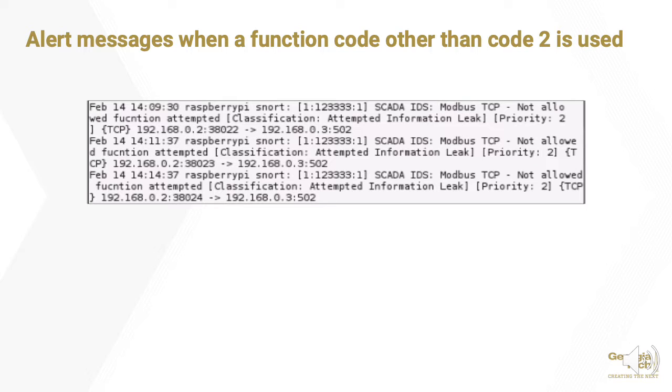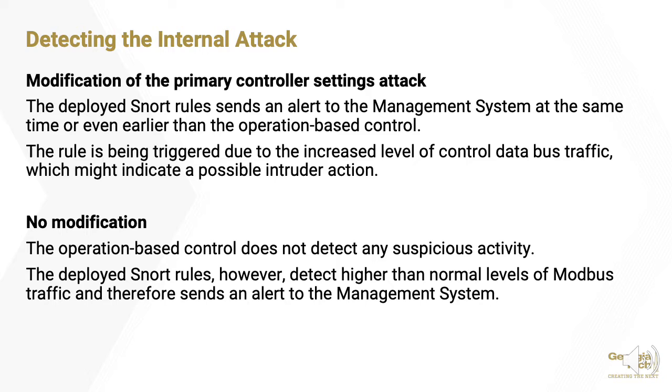This is an example of Snort rule alerts being generated and logged when an unauthorized function code is attempted. The deployed Snort rule detects traffic originating from an external IP address. Simultaneously, or even earlier, Snort sends an alert to the management system based on an increased level of control data Modbus traffic, indicating the possibility of an intruder. Snort detects higher than normal levels of Modbus traffic, and therefore this finding makes the supervisor switch the control system from the primary controller to the secondary and send an alert to the management system.